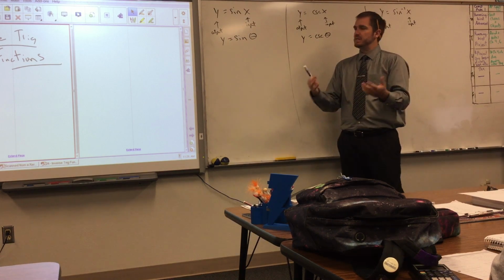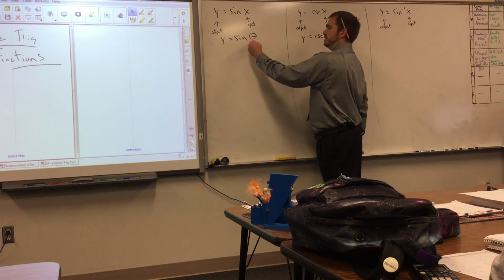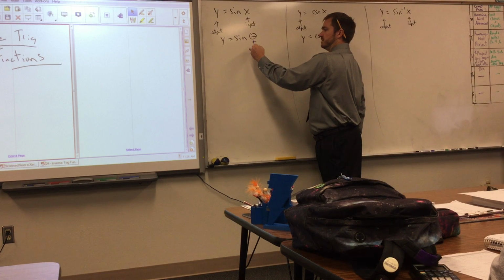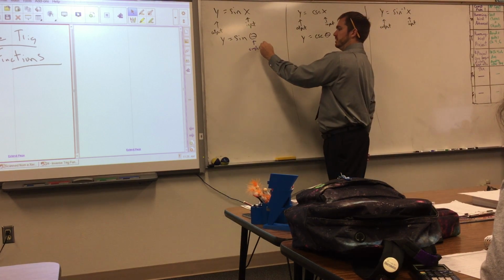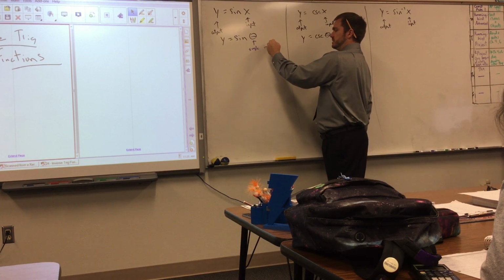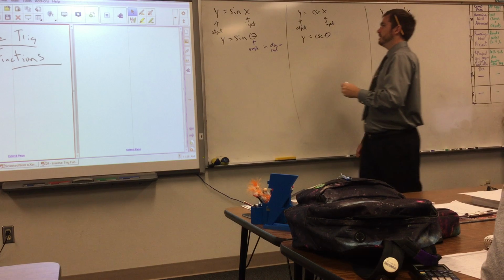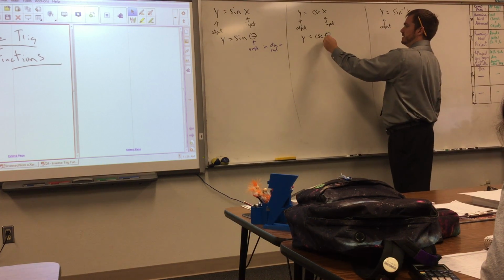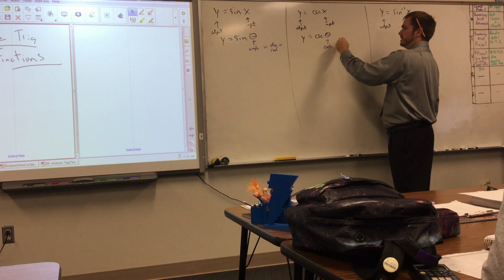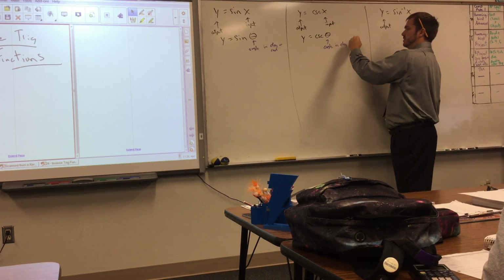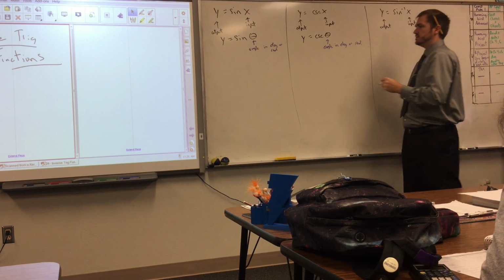Anybody want to give me an answer to that? What type of thing is the input? It's an angle. And we normally measure that angle in degrees or radians. And that's the same thing for cosecant. That input is an angle in degrees or radians.